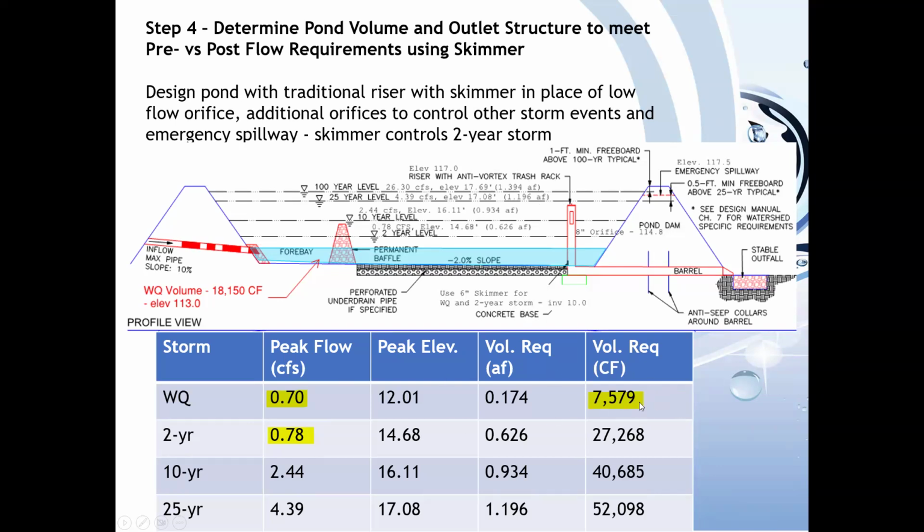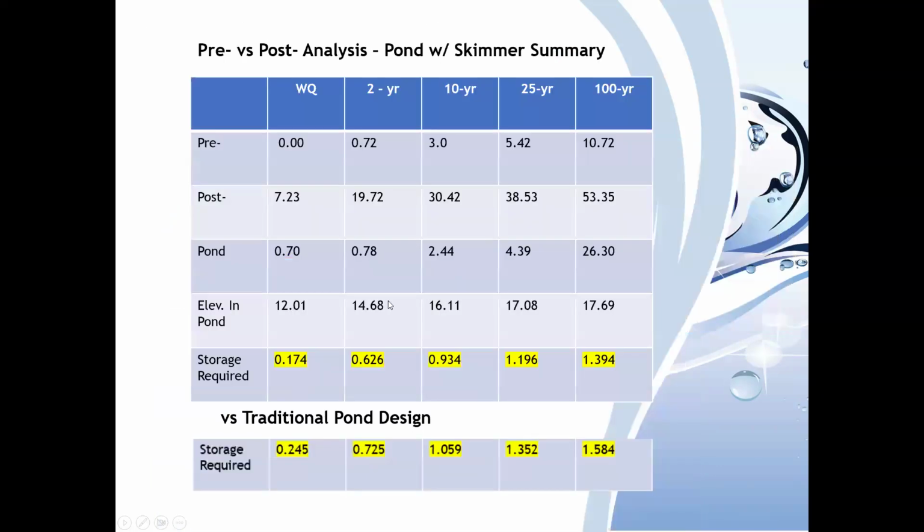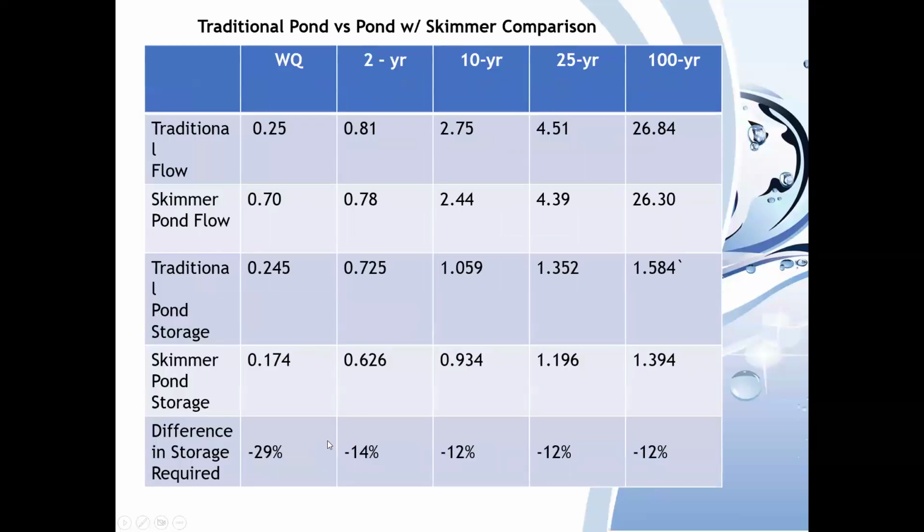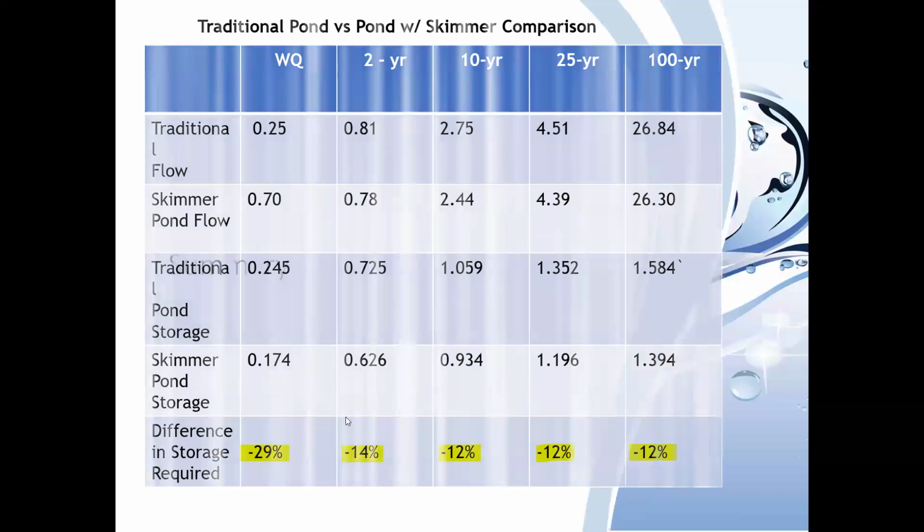So you've used really a third, or just over a third of the required water quality volume based on the traditional first flush method. And that is treating that. You're also now treating the full 2-year storm event because it's all going through the filter and skimmer combination as well. If you look at a comparison of traditional pond storage versus skimmer pond storage, the water quality volume uses 30% less, and then 2 and 10-year use 14 and 12% less. So your pond size reduces substantially, but you're also treating more of the storm event.